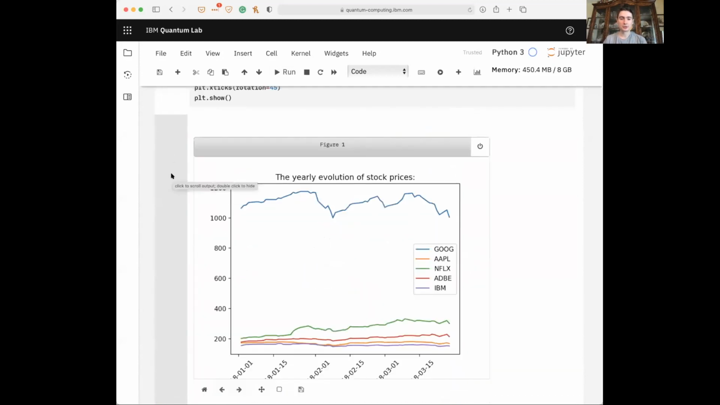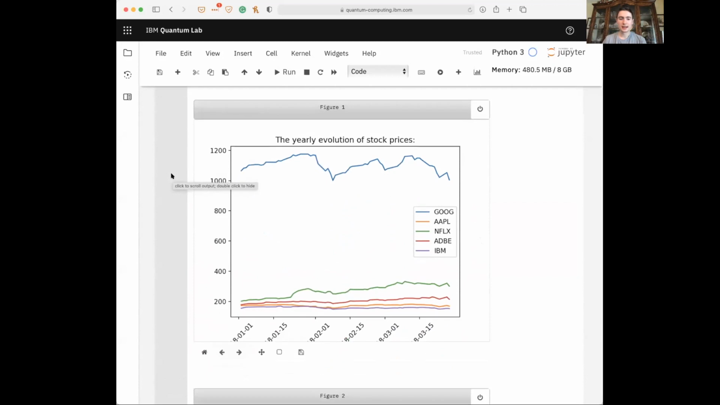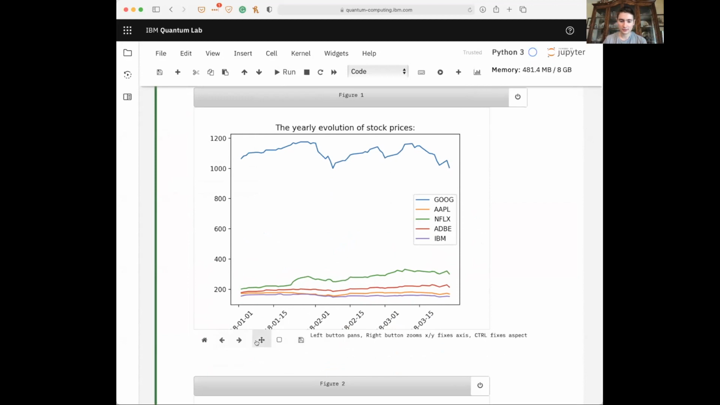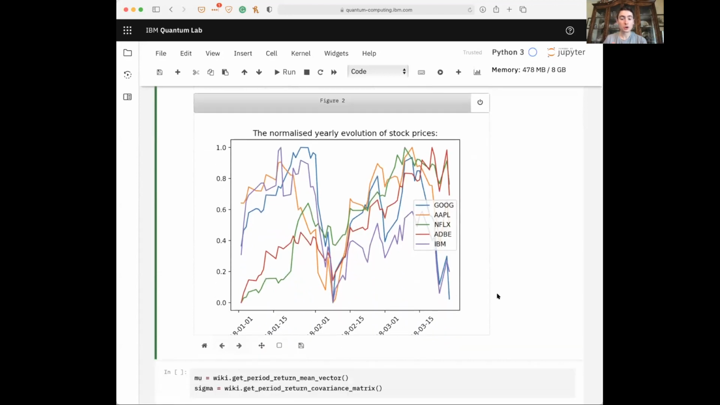Okay, so it produces 2 plots. Here we have the yearly evolution of stock prices. You can see that our 5 stocks here are listed in different colors. You can see the dates here. I don't know if I can zoom out somehow, but anyway, you can see some of the dates listed down on the bottom, and you can see that they move around. And then we have a normalized version.